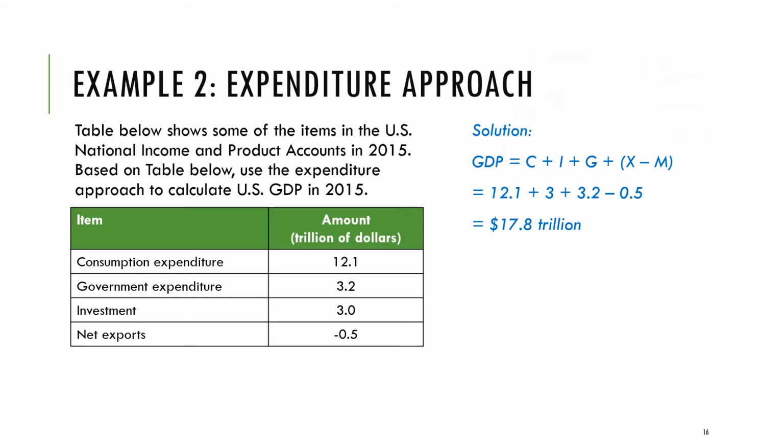In this example, net export is negative 0.5 trillion. It implies that export is less than import. By using the expenditure approach, GDP is equal to consumption plus investment plus government expenditure plus net exports. Therefore, the answer is 12.1 plus 3 plus 3.2 minus 0.5, which leads to $17.8 trillion.